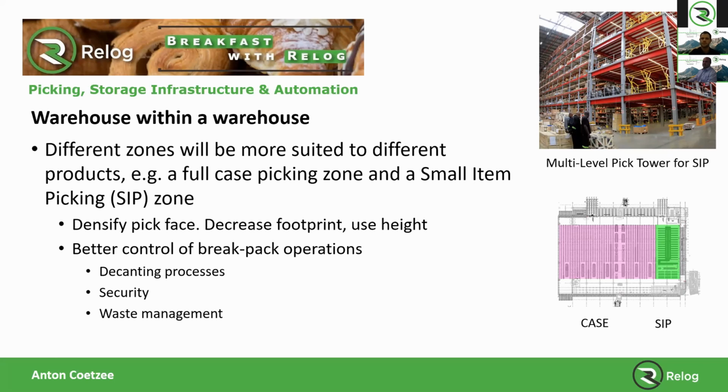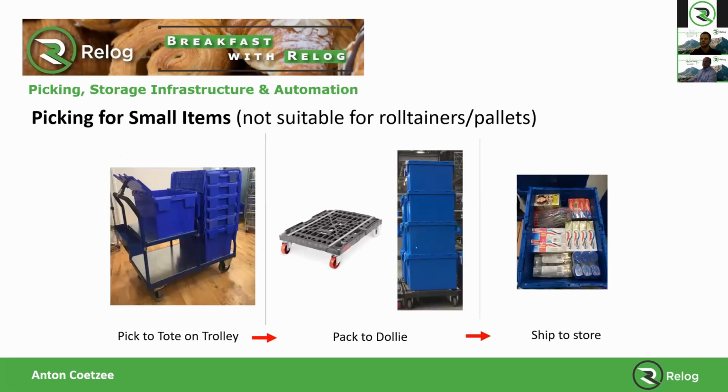And with these small item picking zones, to try and keep that separate, you're able to manage your decant process better. It offers you a bit more security, and also better weights management, if you consider the amount of cardboard and things that get opened up in order to pick those single items or shrinks. So this is typically what we looked at in terms of that small picking area.